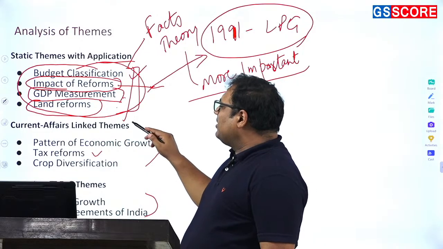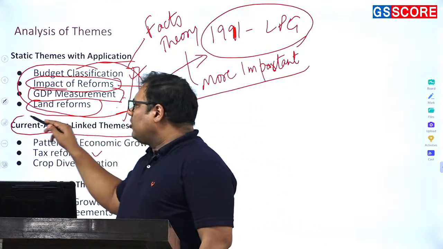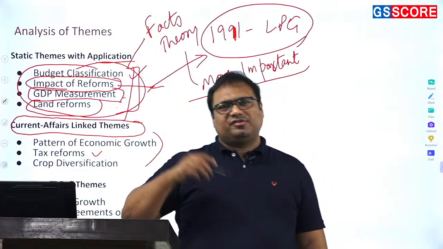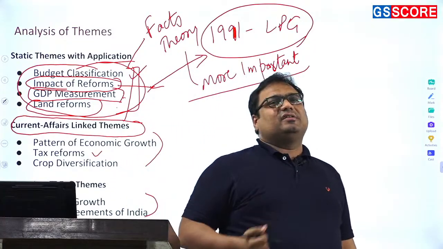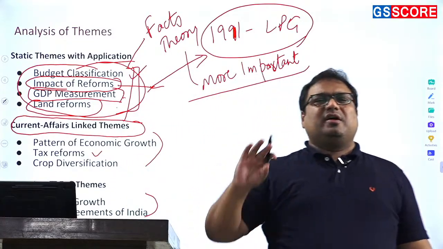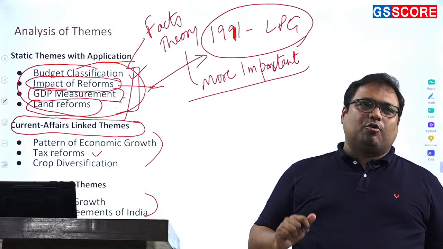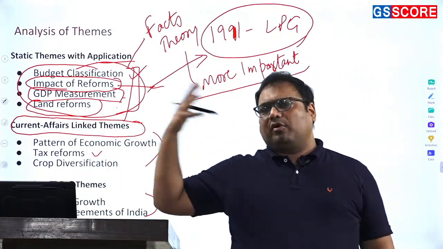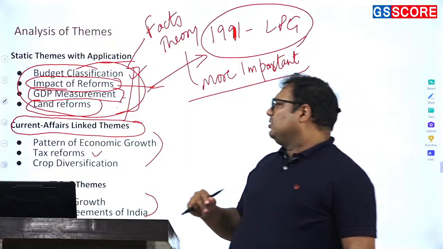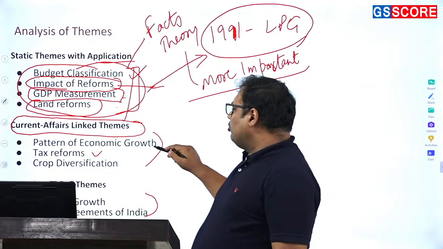Then current affairs linked themes. There are certain topics which are being asked just because something has happened recently. It is not a typical syllabus-related question. This is not a historical thing which is well established. So, pattern of economic growth.